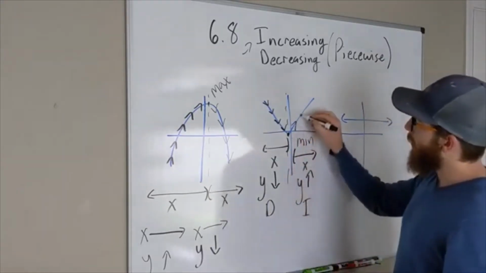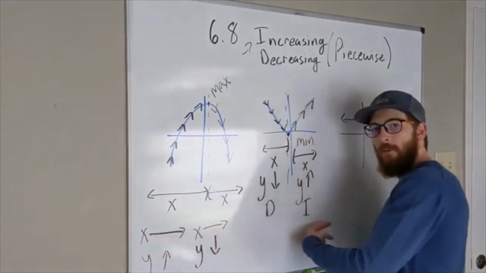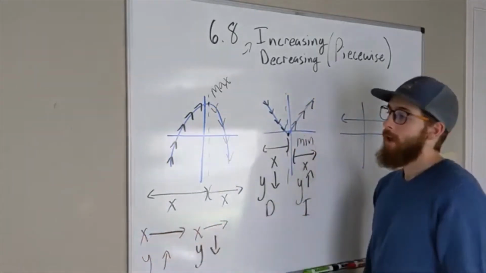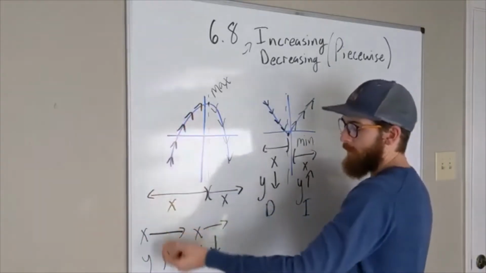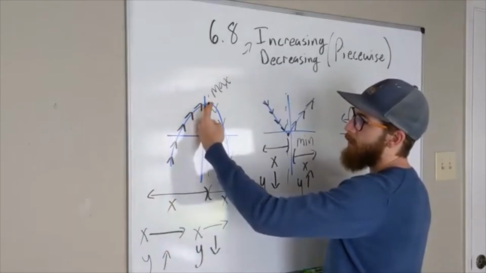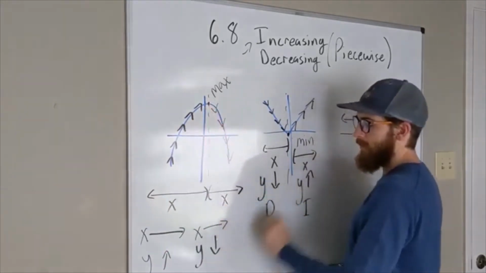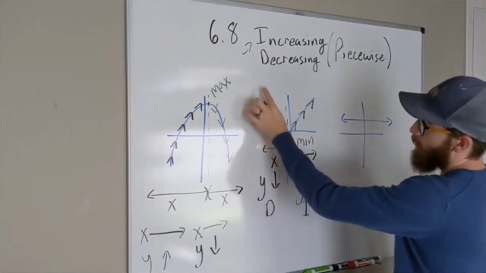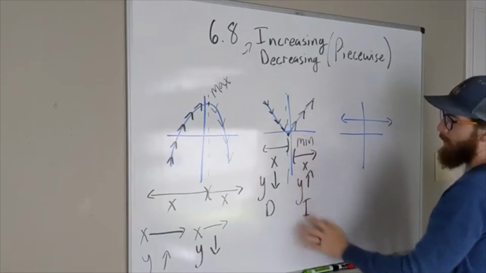And once again, we're just checking, as x is moving from left to right, what is y doing? As x is moving from left to right, y is getting bigger, so it's increase. As x is moving from left to right on this piece, the y values are getting smaller, so decrease. This side, y is getting smaller, so decrease. This side, y is getting larger, so increase.